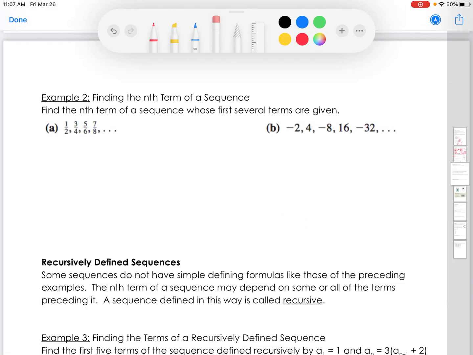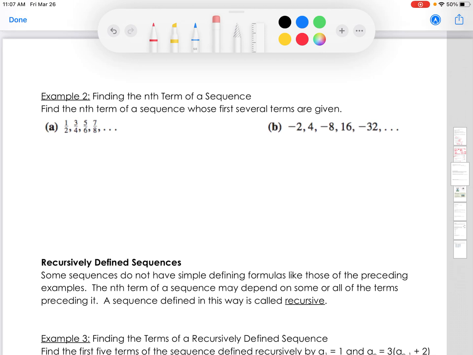In example 2, we're asked to find the nth term of a sequence whose first several terms are given. So here we see a half, 3/4, 5/6, 7/8. When we're doing this, we really want to look at the numerator and denominator separately to try to find a pattern. So we should notice that up top we have all the odd numbers, and on the bottom we have all the even numbers. So if we were to start with the even numbers, it looks like whatever term we're on, we're just multiplying it by 2, right? 1 times 2, 2 times 2, 3 times 2, 4 times 2, and so on.